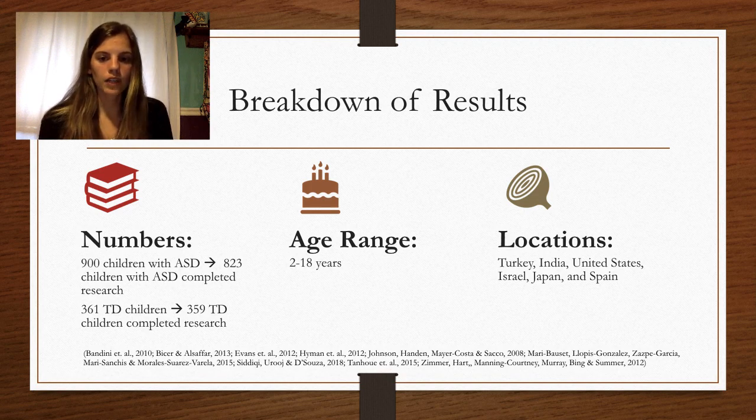For the typically developed children, a total of 361 children participated, and 359 completed the research. These participation numbers are not very large for either group, because for the children with autism, 7 of the 10 articles had less than 60 children recruited for the study, and 2 of the studies were preliminary research studies.